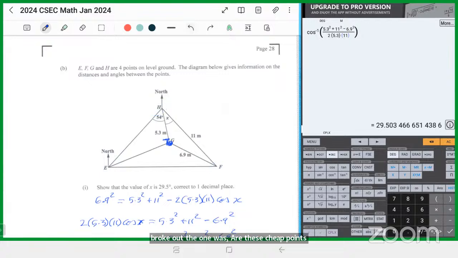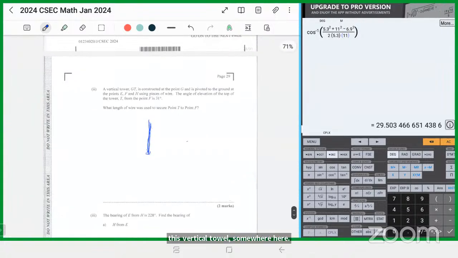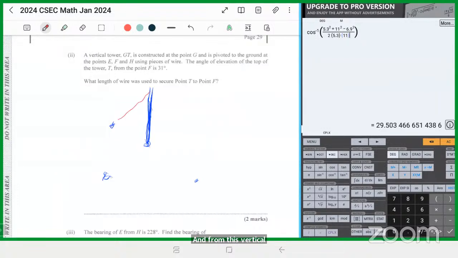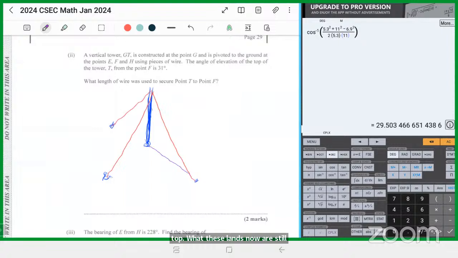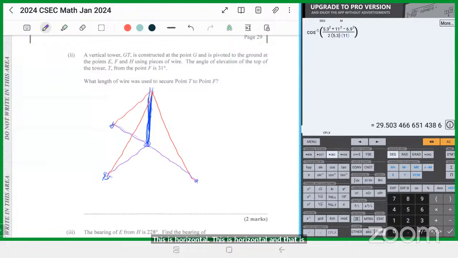So if I show it from the side, then you have this vertical tower somewhere here, and you have the points around it. And these points are on the ground. And from this vertical tower now, they have strings down to these points, like so, from the top. But these lines are still horizontal. I draw them in purple. This is horizontal, and that is horizontal. Those purple lines are on the ground. I'm just making a sketch.